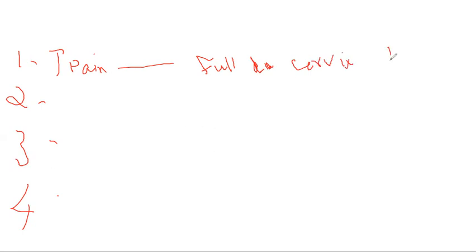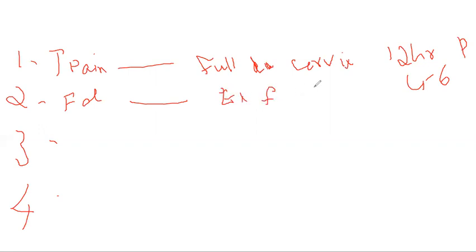It can be up to 12 hours for primigravida, and then 4 to 6 hours for multiparas. And the second stage is from the full dilation to what? Expulsion of fetus, right? So it may take around 2 hours or 30 minutes also, in case of primigravida.